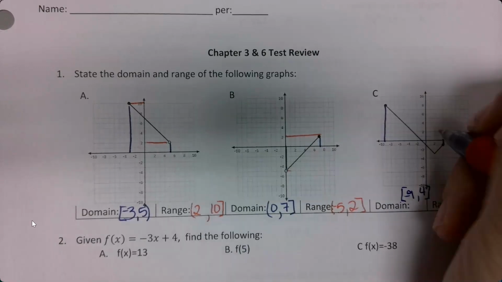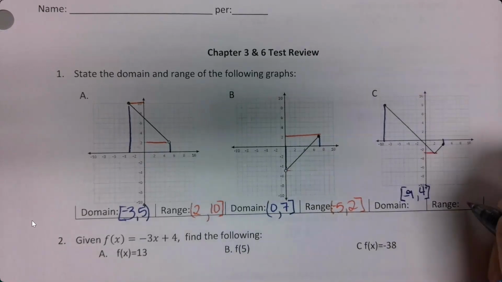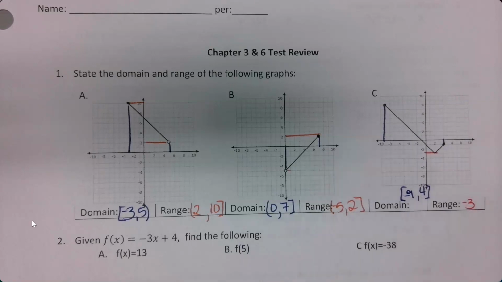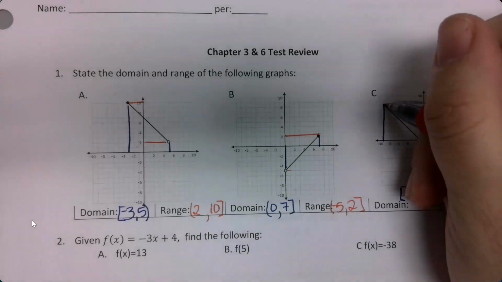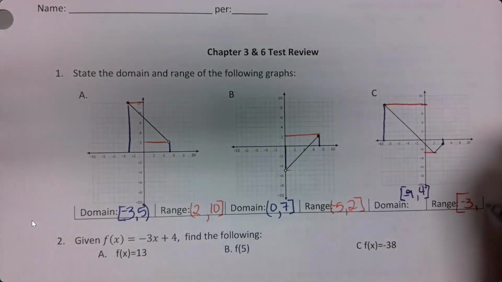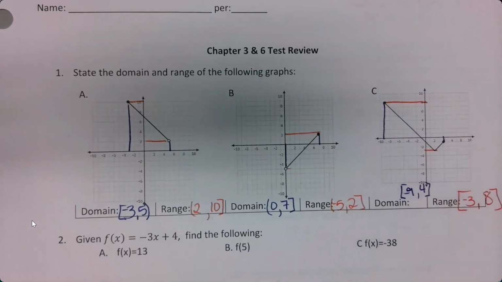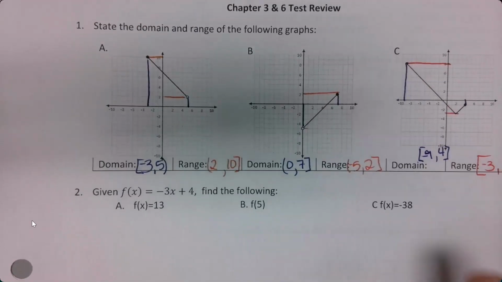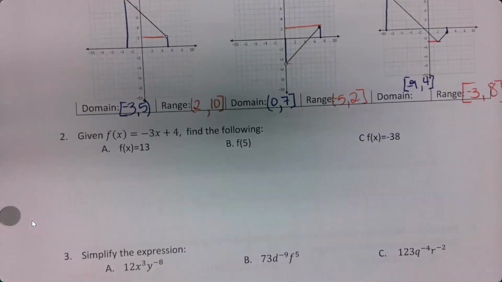For my range, my lowest y value here is -3. And because it's a line and not a point, I want to use the square bracket. My highest value up here is 8. And again, square bracket. Number 2 wants me to find each of the following given this function.